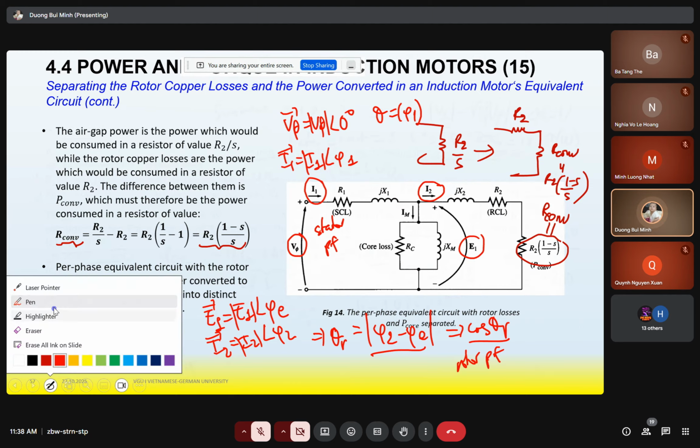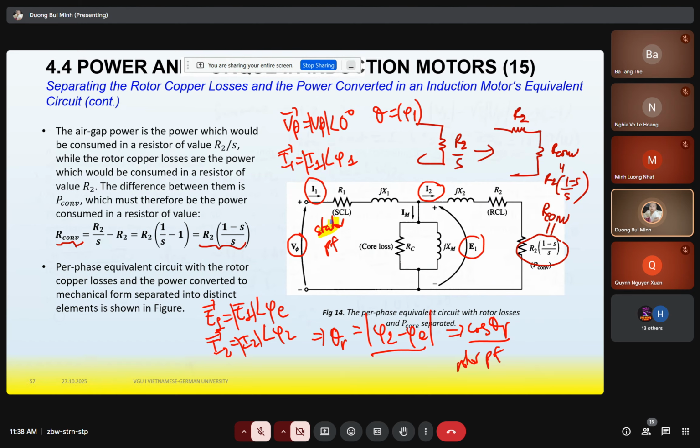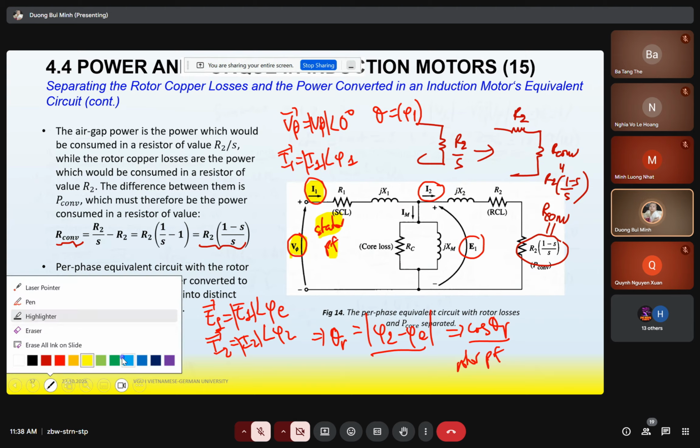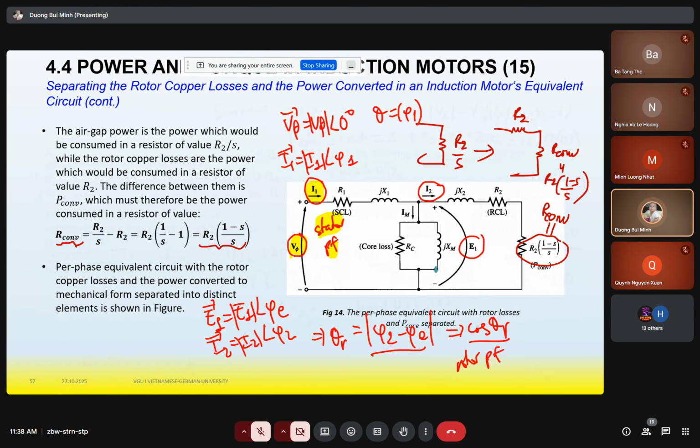So in summary, to calculate stator power factor, we need to consider the phase angle of I1 and V phase. Okay, so to calculate rotor power factor, we need to consider I1 and E1. Sorry, E2 and E1. Okay, E2 and E1, you can get the rotor power factor. Okay, is it clear?